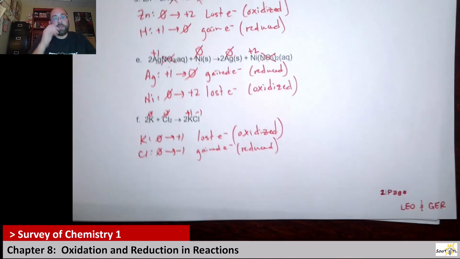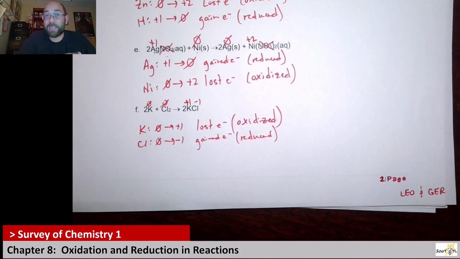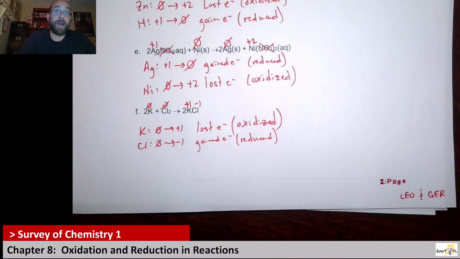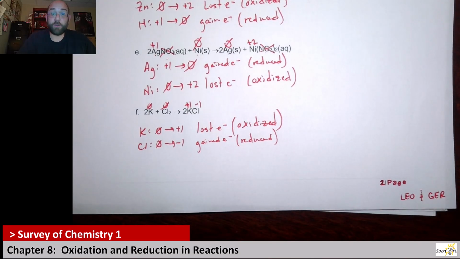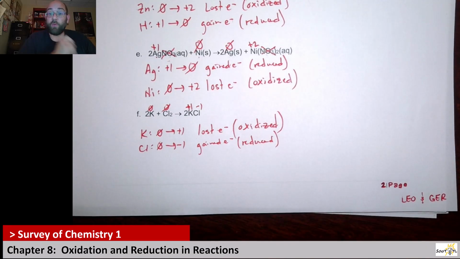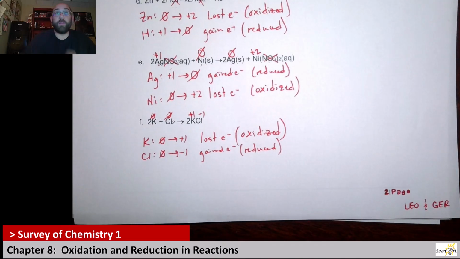All right, so hopefully these 6 help you practice. One, you see how quickly I assign those oxidation numbers, and if you can't do that, you need to go back and practice the first practice video for chapter 8. All right, but you see, if you can do that relatively quickly, then you can assign what element was oxidized and what element was reduced.